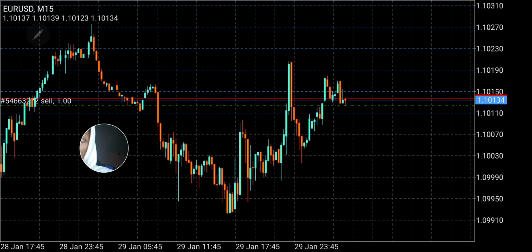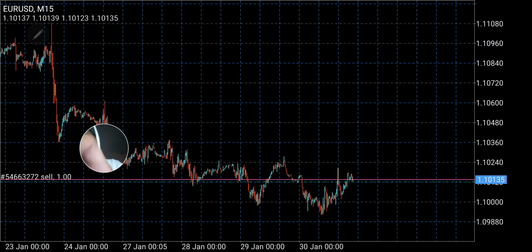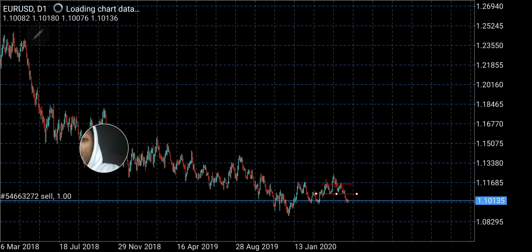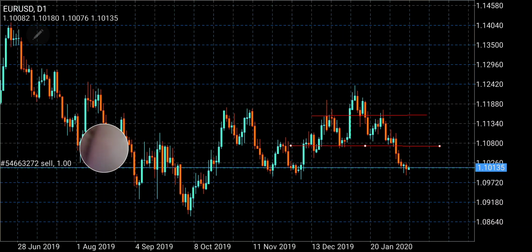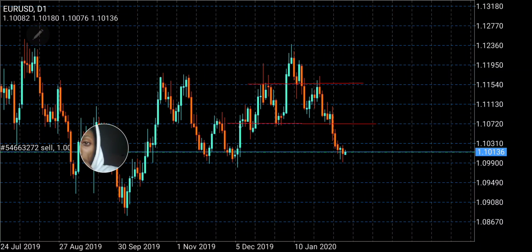Alright. So some people like to look at this all day. Alright. This is the 15. We can go to the daily. Alright, so on the daily, I already have something marked up on this. This is from some old stuff, probably from my other charts.